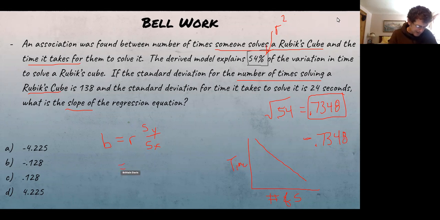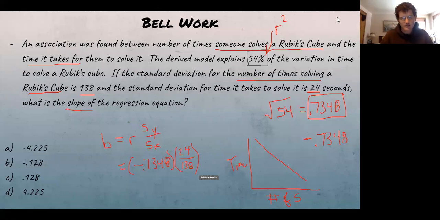I can plug in the negative 0.7348 times the standard deviation of Y, which is luckily given. I know that time is my Y, and the standard deviation is 24. And the standard deviation for X, the number of times, is 138. Those are just given to me. So this is the calculation I need to do.